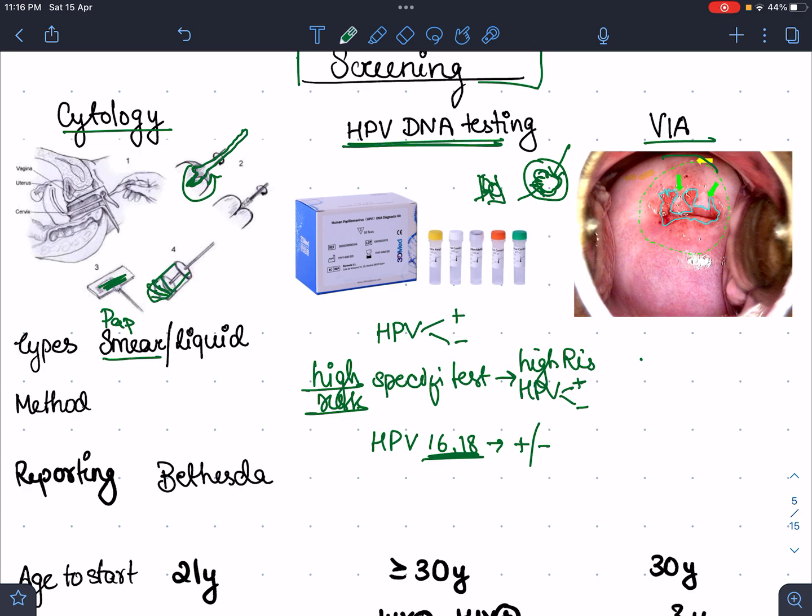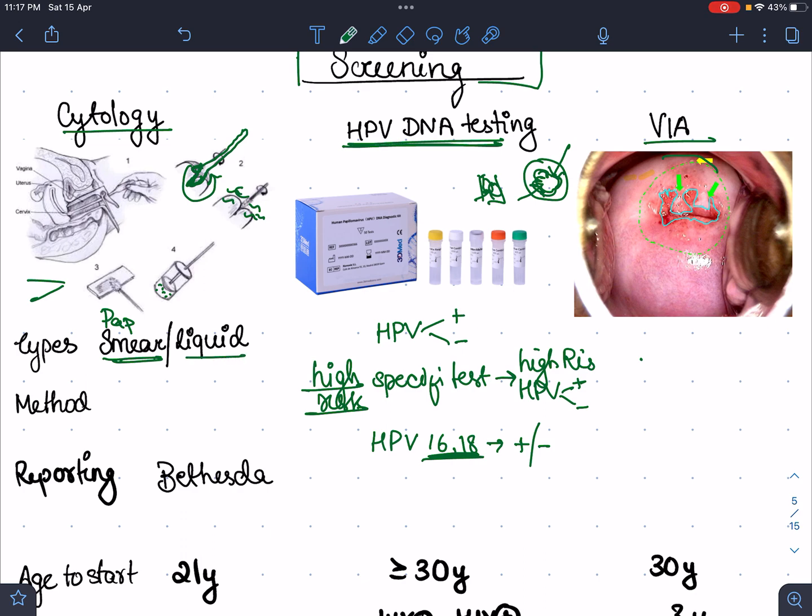When we put it on a smear, this is smear based. The wooden Ayre spatula collects the cells which have been shed on its tip, and when you put it on the smear, those shed epithelial cells come onto the smear, and then you can study them under the microscope. If you put it in the liquid, all the cells come inside the liquid, and then you can centrifuge it and then study. So that is smear based, and for liquid based you do the same thing.